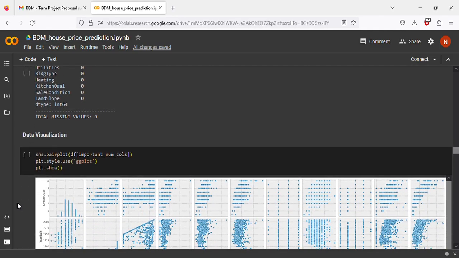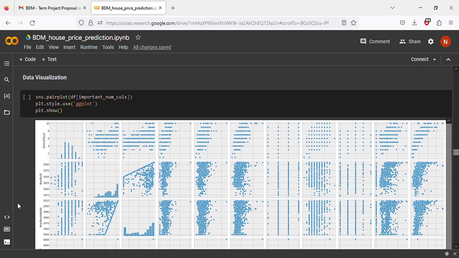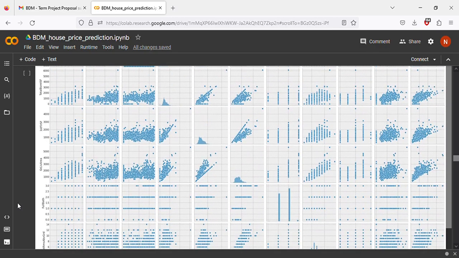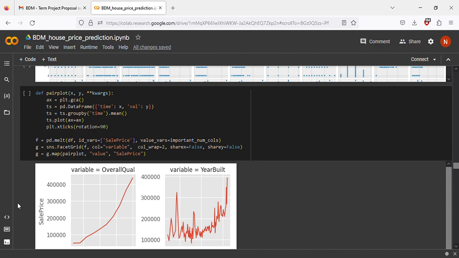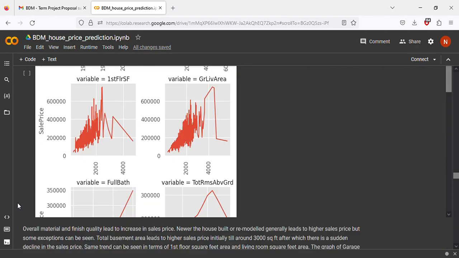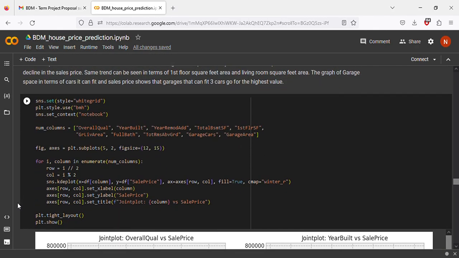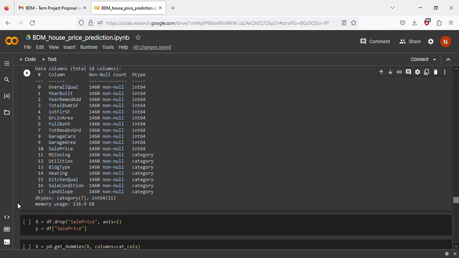After that, another form of data visualization could be pair plot, where the variation of sales price with respect to each individual variable can be seen. Moving ahead, a pair plot can also be plotted for qualitative variables, where variation of sales price can be observed for different variables. So these are different types of data visualization.